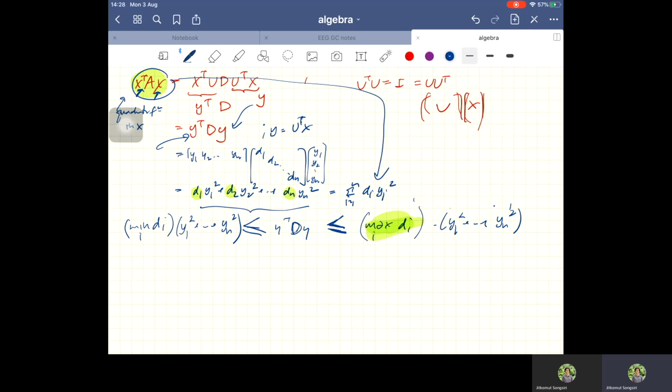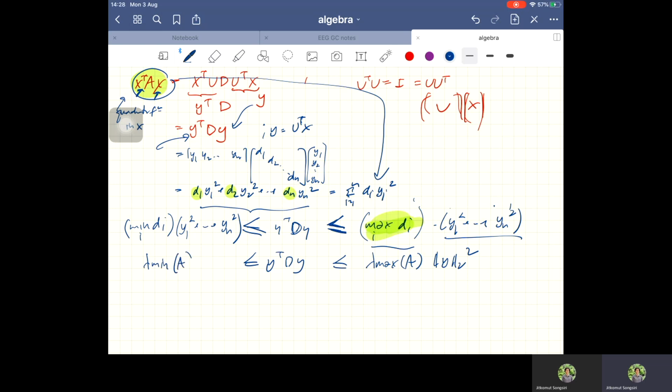But then what is the maximum of di? It is actually the lambda max of A. And the sum of y squared is actually the norm of y squared. So I'm just changing the format.